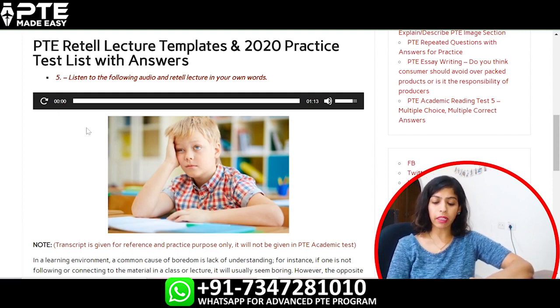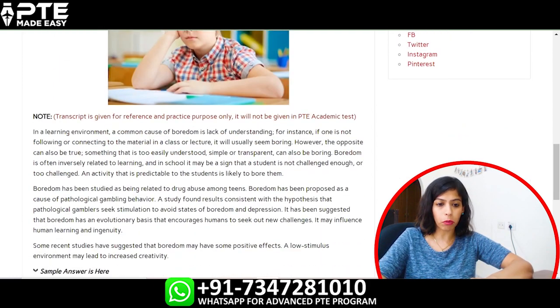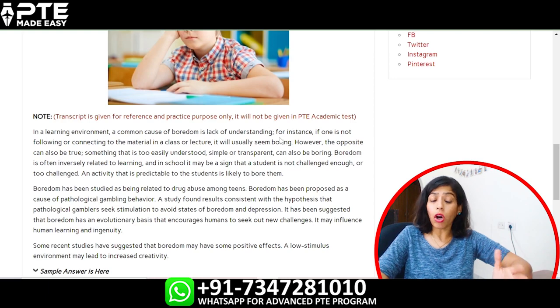Okay, so what is the impact? Gambling and drug abuse. However, increased creativity is the positive outcome of this. This is what they talked about. So we have clearly mentioned, even if we look at the transcript, the common cause, that is lack of understanding. For example, if a text is too easy to understand, it can be boring. On the other hand, if it's too difficult to comprehend, it can also be considered boring.